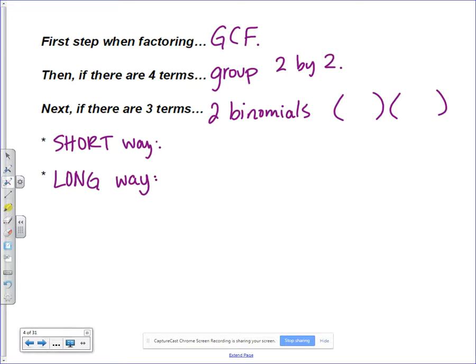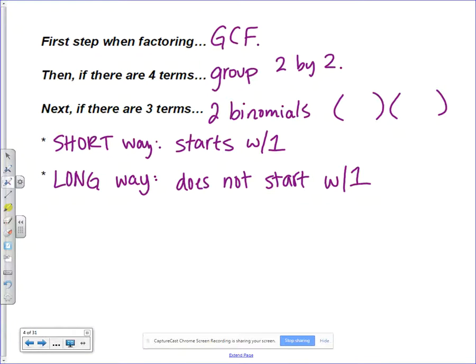How do you know to do it the short way? Short way if it starts with 1. Long way if it does not start with 1. Okay.